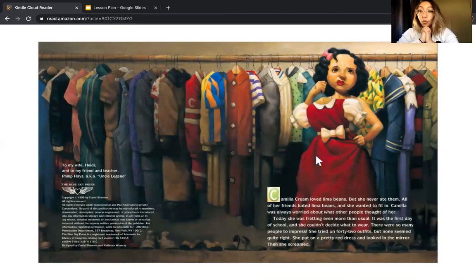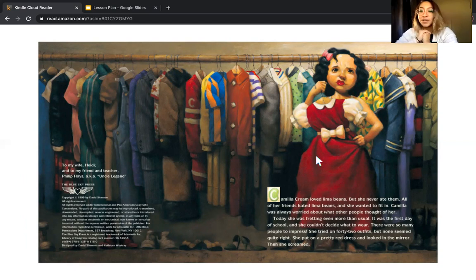Try not to look at the words. Try to only look at the image. This is Camila Cream. That is the name of our character. Zoe, she has lots of clothes. Yes, I also noticed that she has lots of clothes. Lots of cool colors. What else do we notice? She looks sassy. Chelsea, I thought the same thing. I thought she kind of had a sassy look on her face.